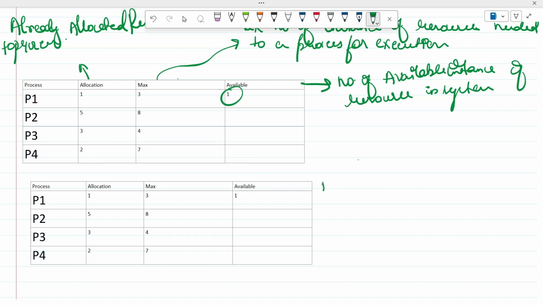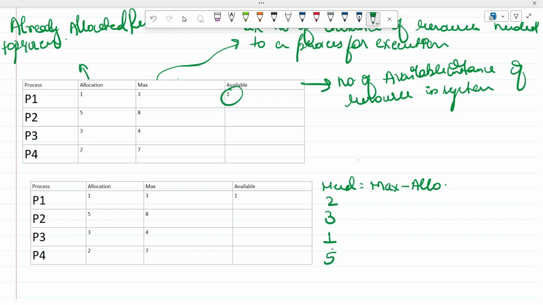Let's see what I basically told you. First of all, we need to find need. What is need? Need is maximum minus allocation. P1 needs a maximum of 3. It already has 1. So how much does it need? It needs 2. Simple. Same with P2. It needs 8, already has 5, so it needs 3 new resources. P3 needs 1 resource instance, and P4 needs 5 resource instances. So these are the needed resources. So we calculate need.